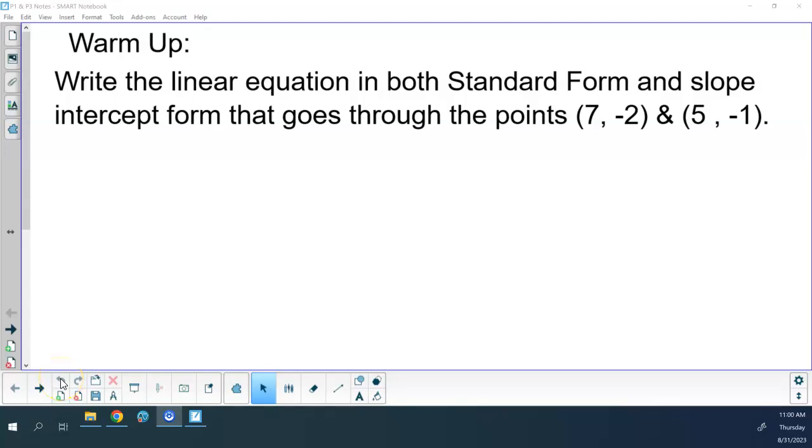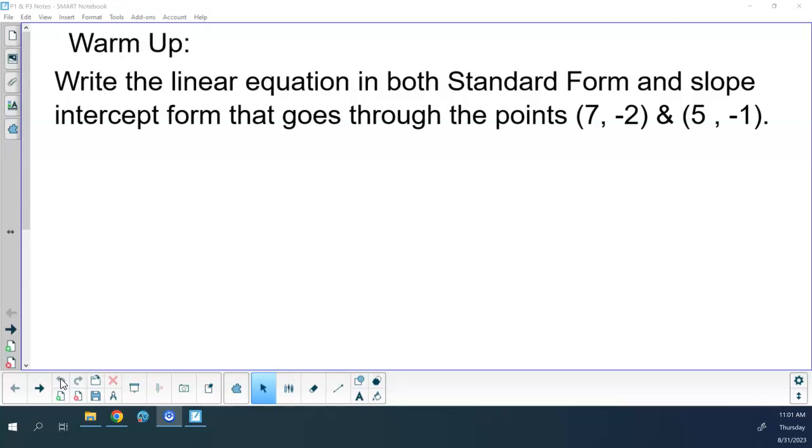So with that being said, typically we'll start out class with a warm-up. We did this yesterday or the day before, and we're going to use it today and the next day. So today's warm-up is: give me a linear equation in both standard form and slope-intercept form.